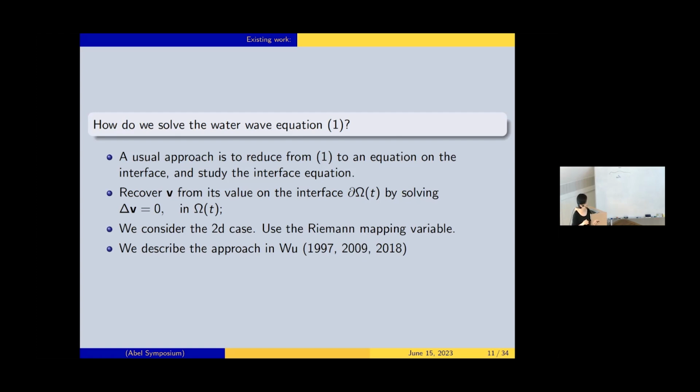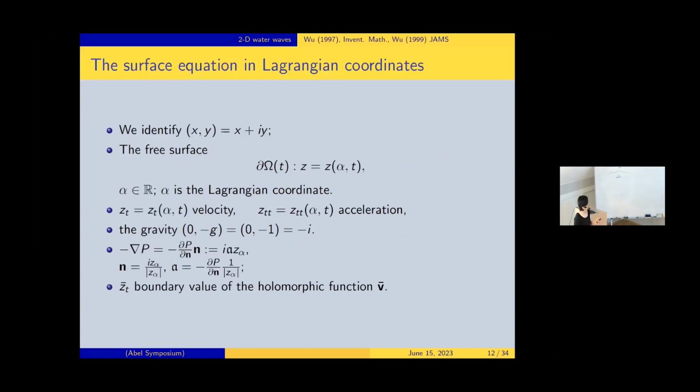So we want to fix the boundary if we just really look at the equation on the interface. The reason is, if we look at incompressible irrotational potential flow, the velocity satisfies the Laplace equation. So if we know the velocity on the interface, we can recover it by solving a Dirichlet boundary value problem. Here I will just focus on the 2D case, and we are going to use the Riemann mapping or conformal mapping.